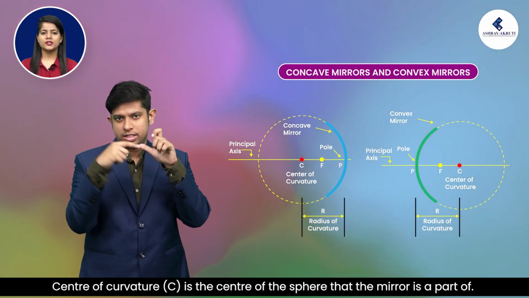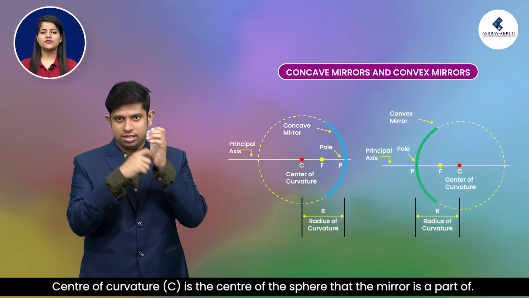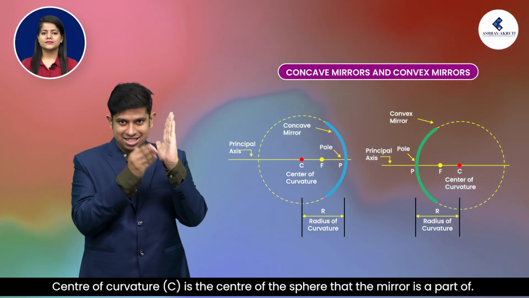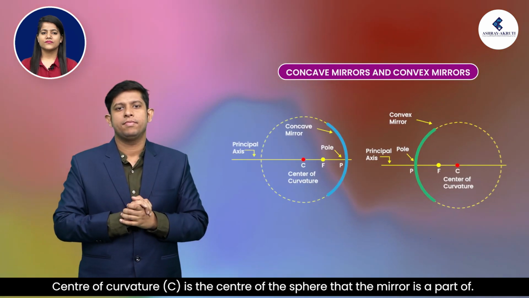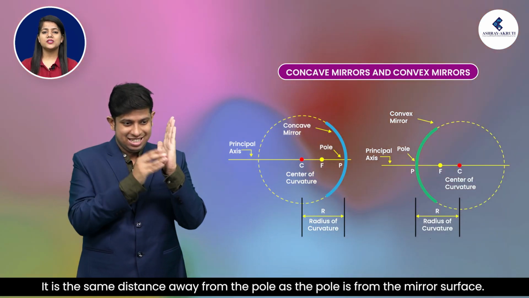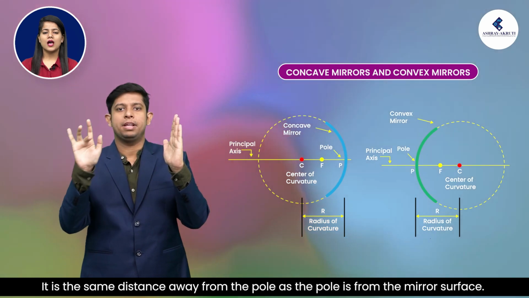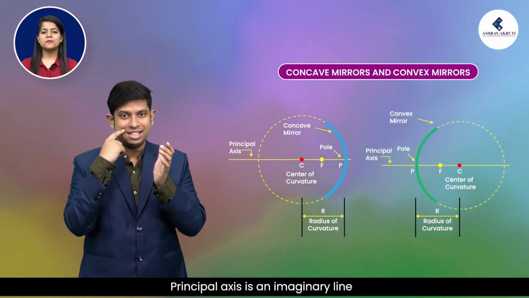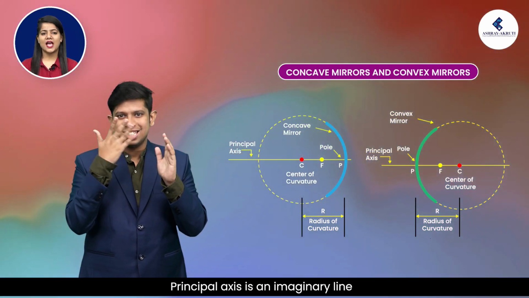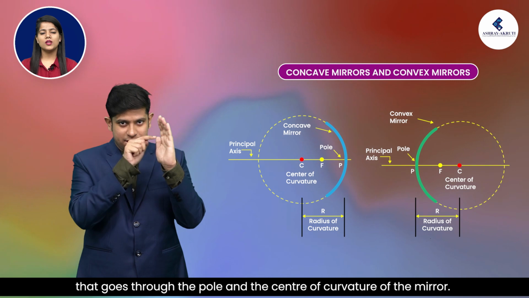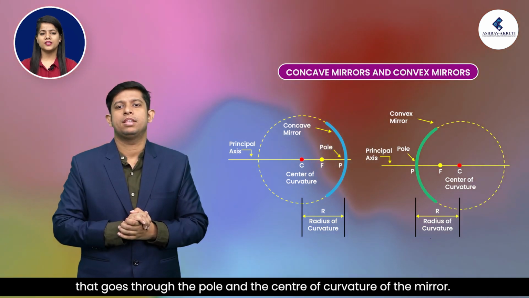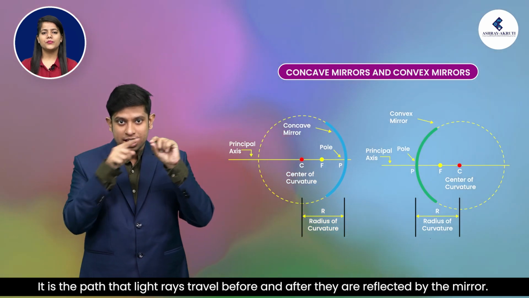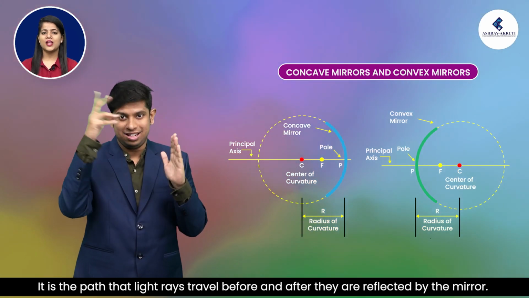Center of curvature, C, is the center of the sphere that the mirror is a part of. It is the same distance away from the pole as the pole is from the mirror surface. Principal axis is an imaginary line that goes through the pole and the center of curvature of the mirror. It is the path that light rays travel before and after they are reflected by the mirror.